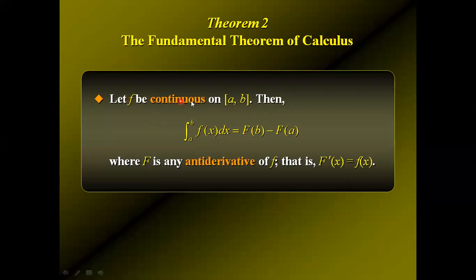If f is continuous on [a, b], then the definite integral from a to b of f(x) dx can be written as F(b) minus F(a), where capital F is any antiderivative of f, that is, F(x) is the antiderivative of f(x). Antiderivative means the indefinite integral.